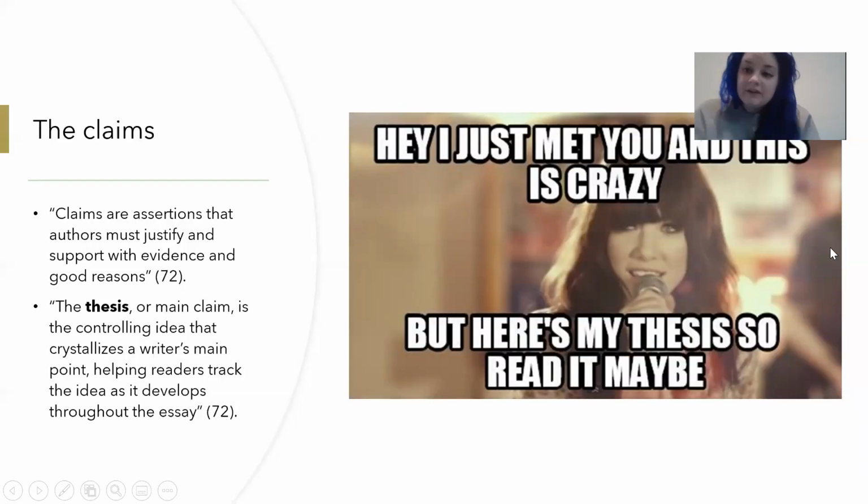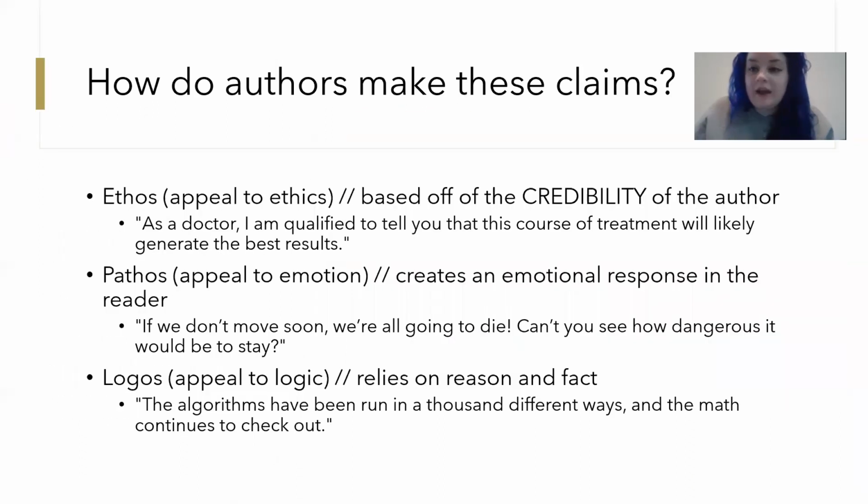Here are 3 terms that were created by Aristotle. You might be familiar with them, which is awesome if so. But these are the 3 main rhetorical appeals. So we have ethos, pathos, and logos. So ethos is an appeal to ethics. It is based off the credibility of the author.